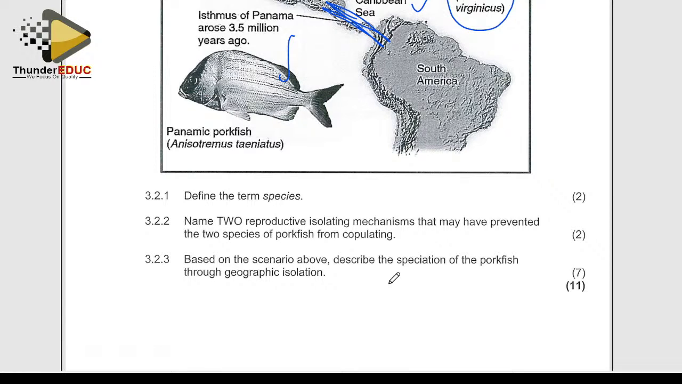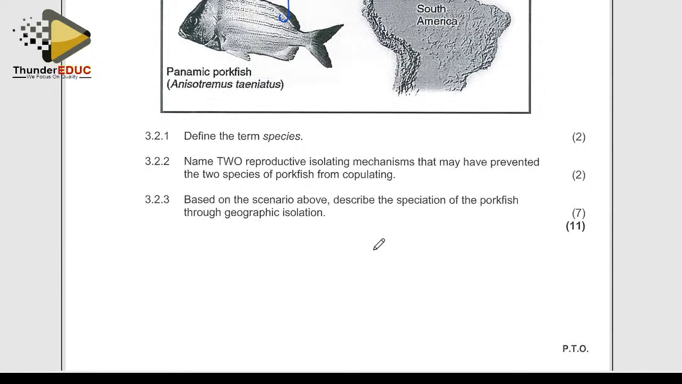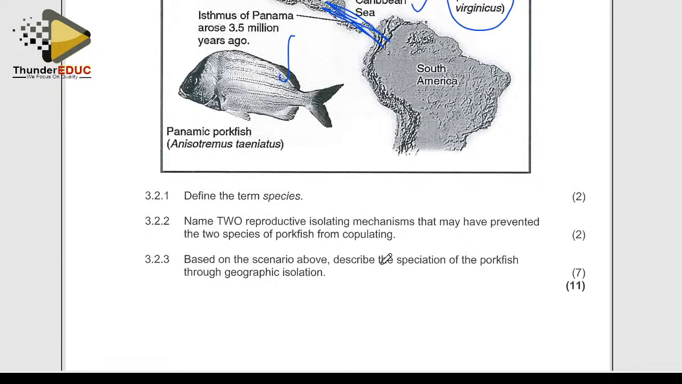Based on the scenario above, describe speciation of porkfish through geographical isolation. How am I supposed to explain this? Today they put 7 marks. They usually put 6 marks. Don't make the mistake of going to the paper without knowing this. Okay, let's finalize it.